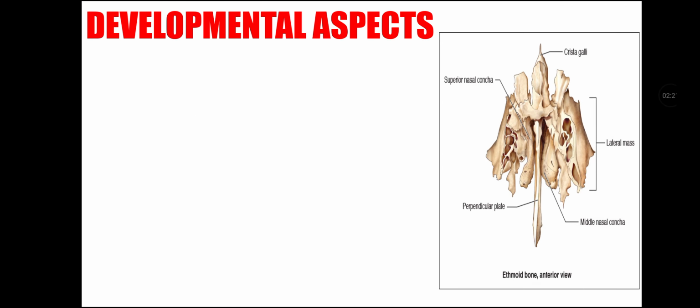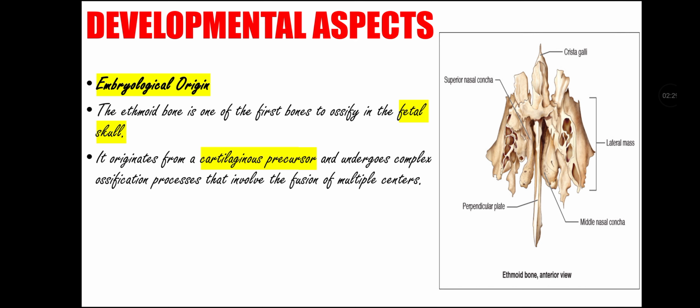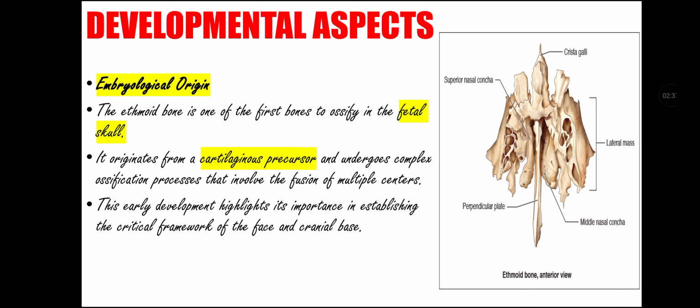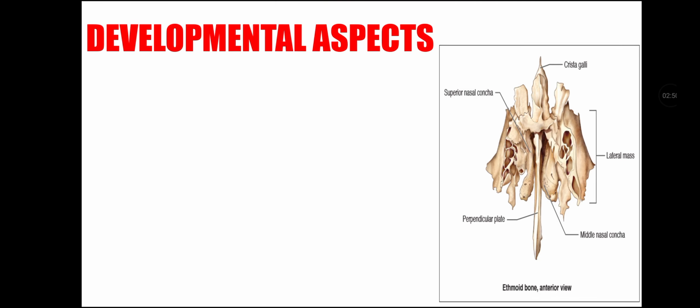Now let's talk about developmental aspects of ethmoid bone. First we will talk about embryological origin. Ethmoid bone is one of the first bones to ossify in the fetal skull. It originates from cartilaginous precursor and undergoes complex ossification processes that involve the fusion of multiple centers. The early development highlights its importance in establishing a critical framework of the face and cranial base. Disturbances in its development can lead to malformation affecting the nasal cavity and overall midfacial structures.